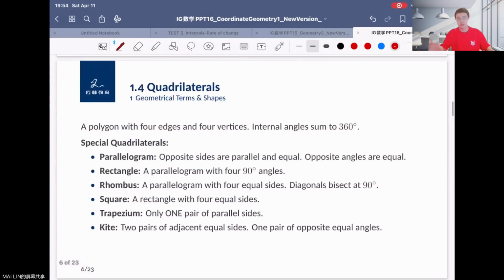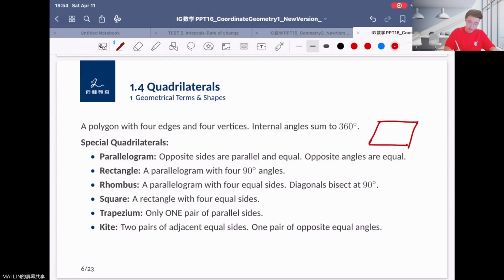And let's discuss the quadrilaterals, okay? So you can find there are a lot of types of quadrilaterals, okay? The first type is called parallelogram, okay? So in a parallelogram, the opposite sides are parallel and equal to each other, okay? So here you can find that is a parallelogram. Also, the opposite angles are equal. This smaller angle equals the smaller angle, and the bigger angle equals the bigger angle, okay?